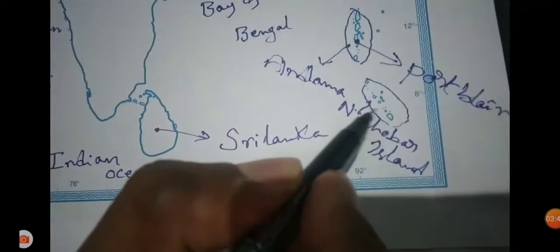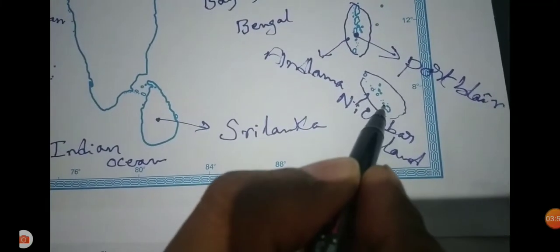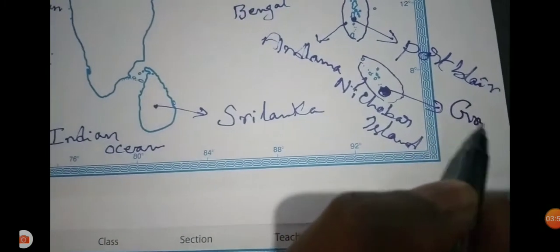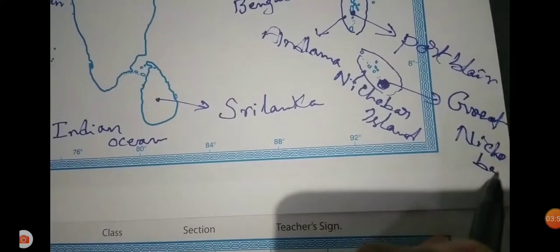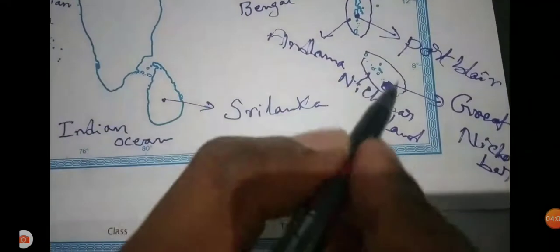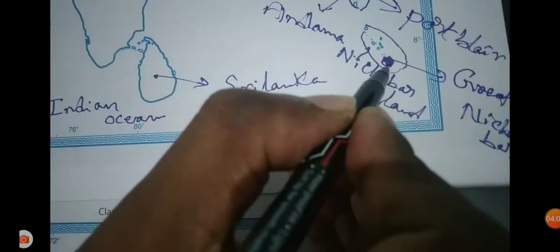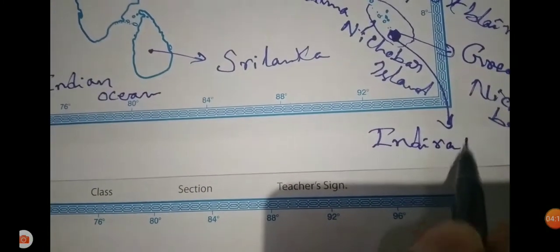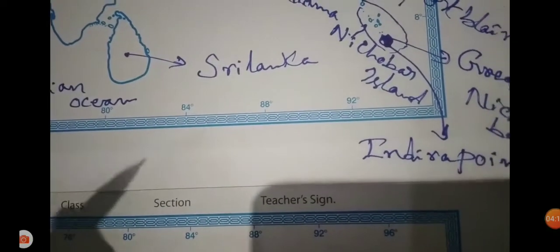The largest island in the Andaman and Nicobar Islands is the Great Nicobar Island, the southernmost. The southernmost point of India is Indira Point, located on the south side of Great Nicobar Island. The southernmost point of India is Indira Point.